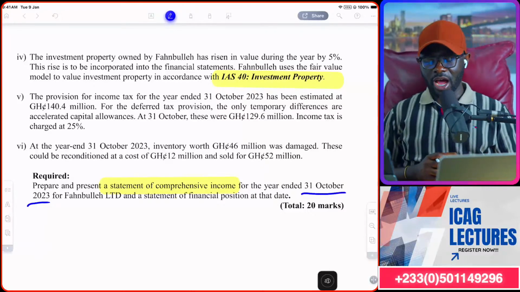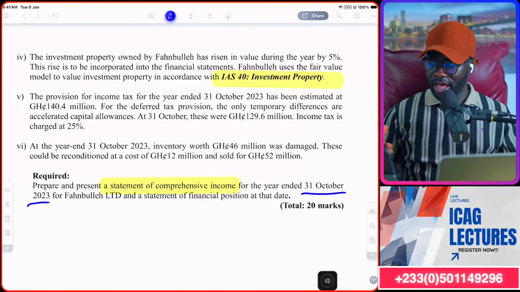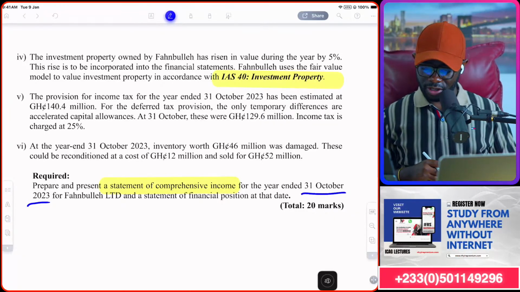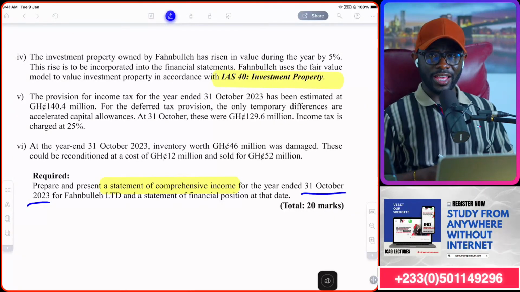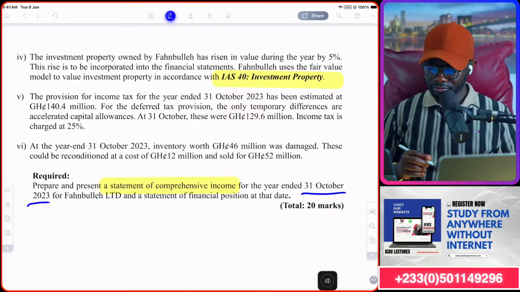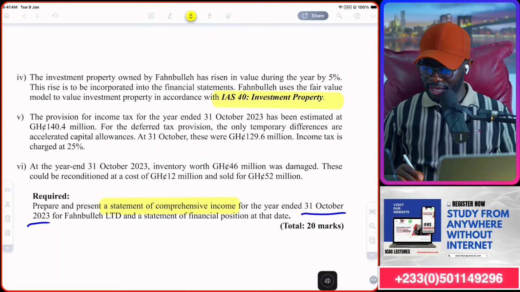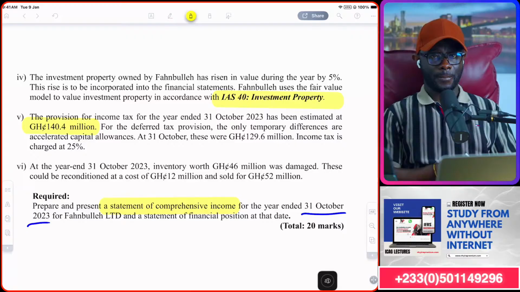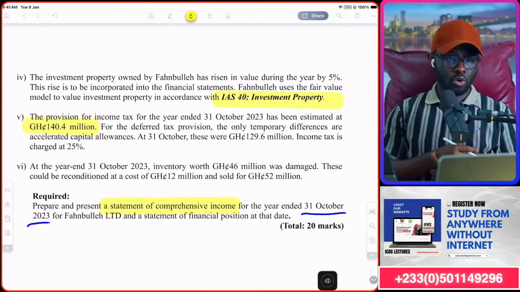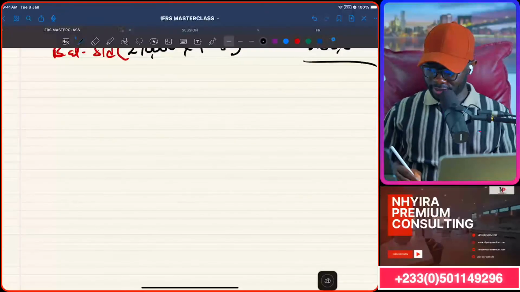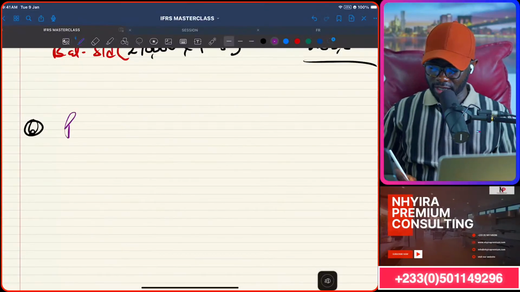Then we come to our regular customer that, whether you like it or not, will be there always. And that is the issue in respect of IAS 12, income tax, note 6. It is, the provision for income tax for the year ended 31st October has been estimated at this figure. Okay, so what do? Simple. Note 6, income tax.